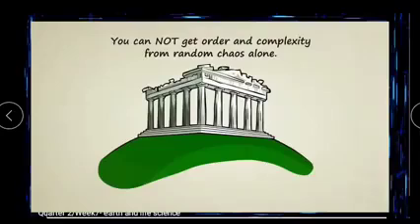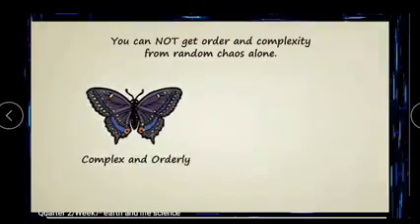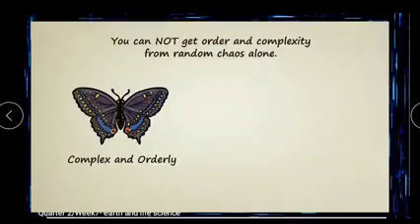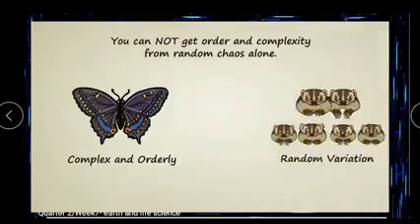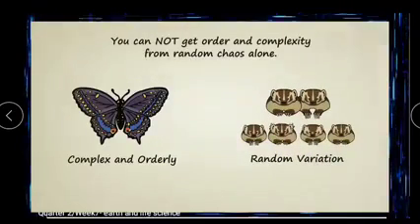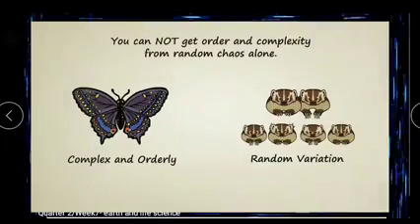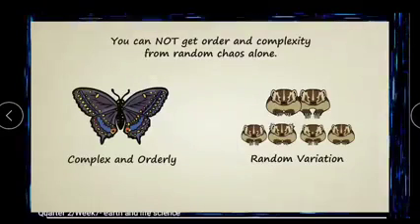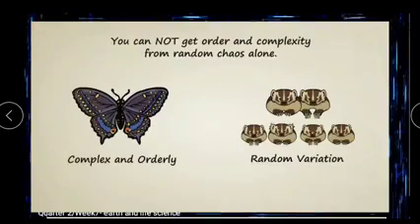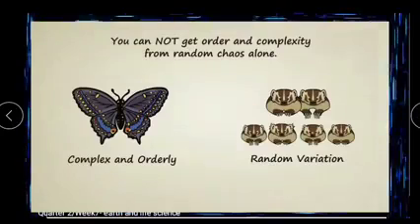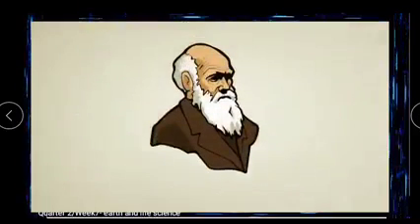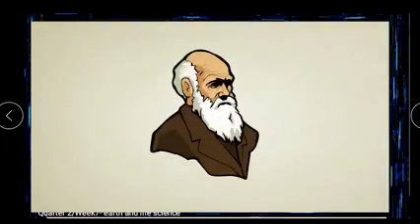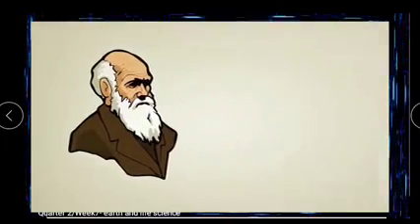You cannot get order and complexity from random chaos alone. The bodies and behaviors of living things are extremely complex and orderly. Descent with modification simply produces random variation. All through history, no one could explain how complex life came from simple life through random variation. Until Charles Darwin discovered natural selection.